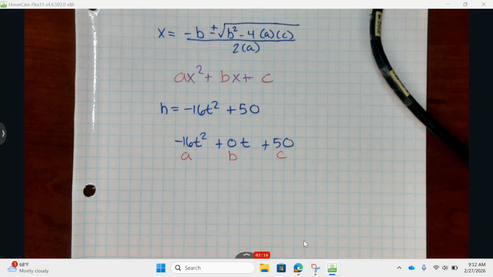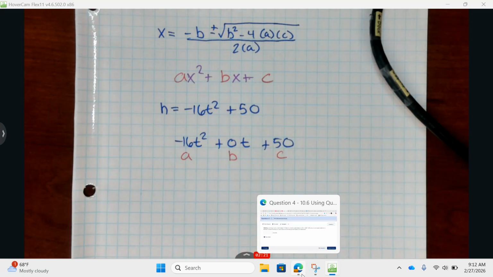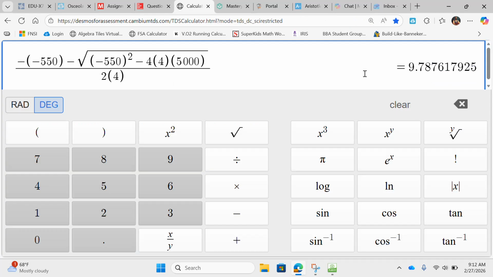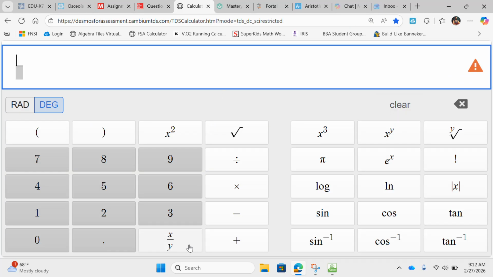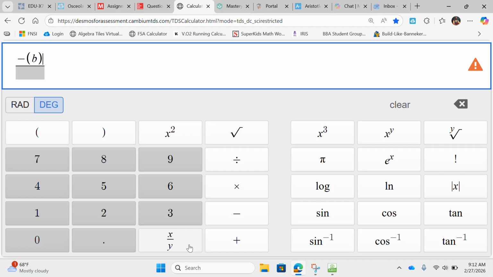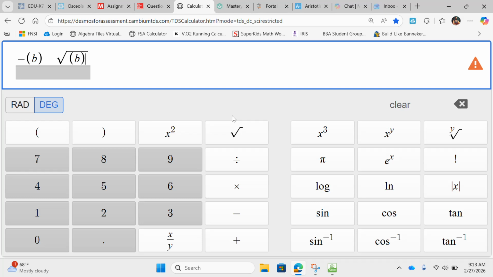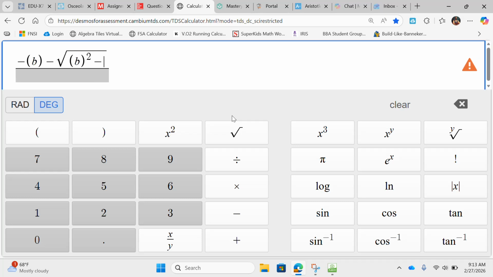I'm going to type that into the online scientific calculator. Let me clear this out. I'm going to make a fraction already, so I'll just type out the function first. We don't have a plus or minus, so I'm going to start with the minus part first: negative b, minus the square root of b squared minus 4 times a times c, all over 2 times a. So that's the actual quadratic formula.